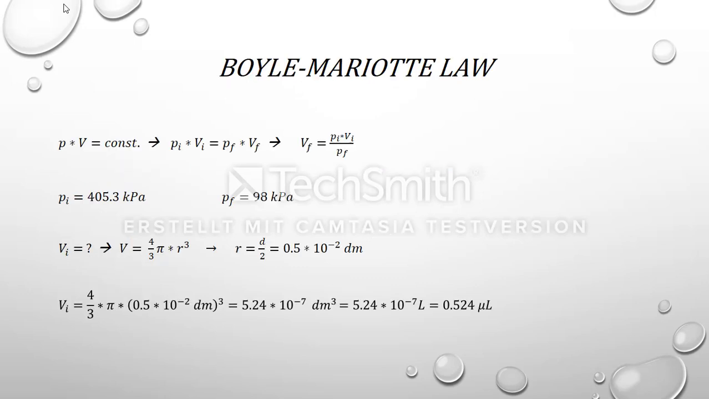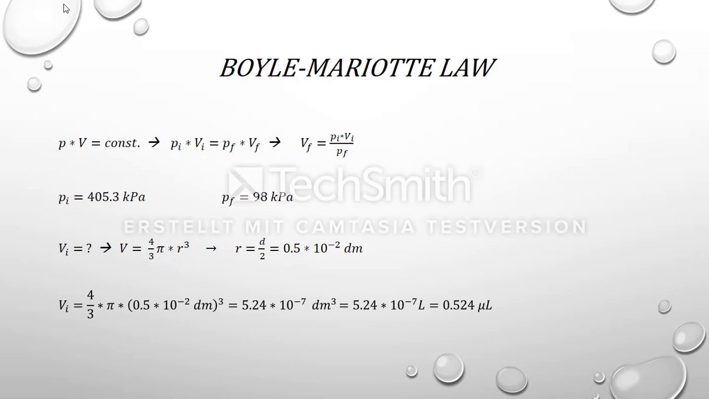Therefore, we can use Boyle's law. The law says that the pressure multiplied with the volume, while the temperature doesn't change, is a constant. Out of this, we know that the initial pressure multiplied with the initial volume is equal to the final pressure multiplied with the final volume. If we convert this to the final volume, we get that the final volume is the initial pressure multiplied with the initial volume over the final pressure.